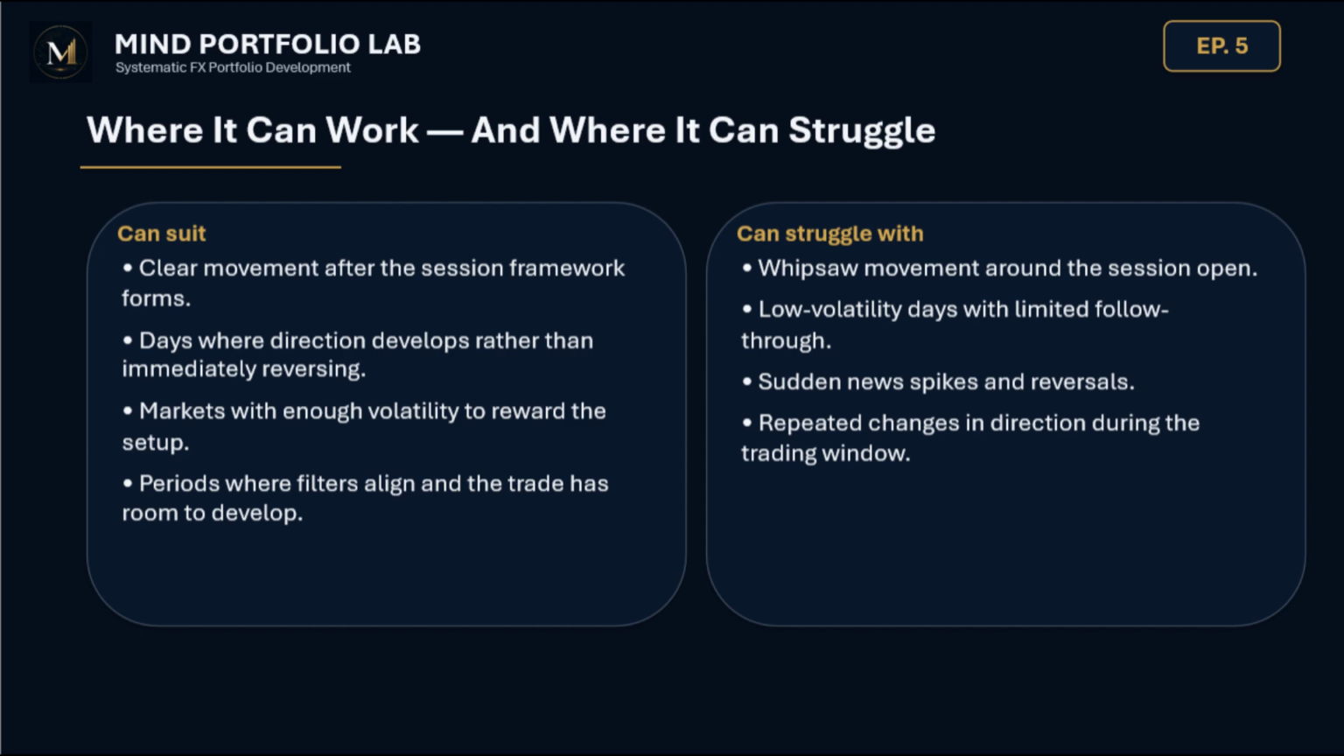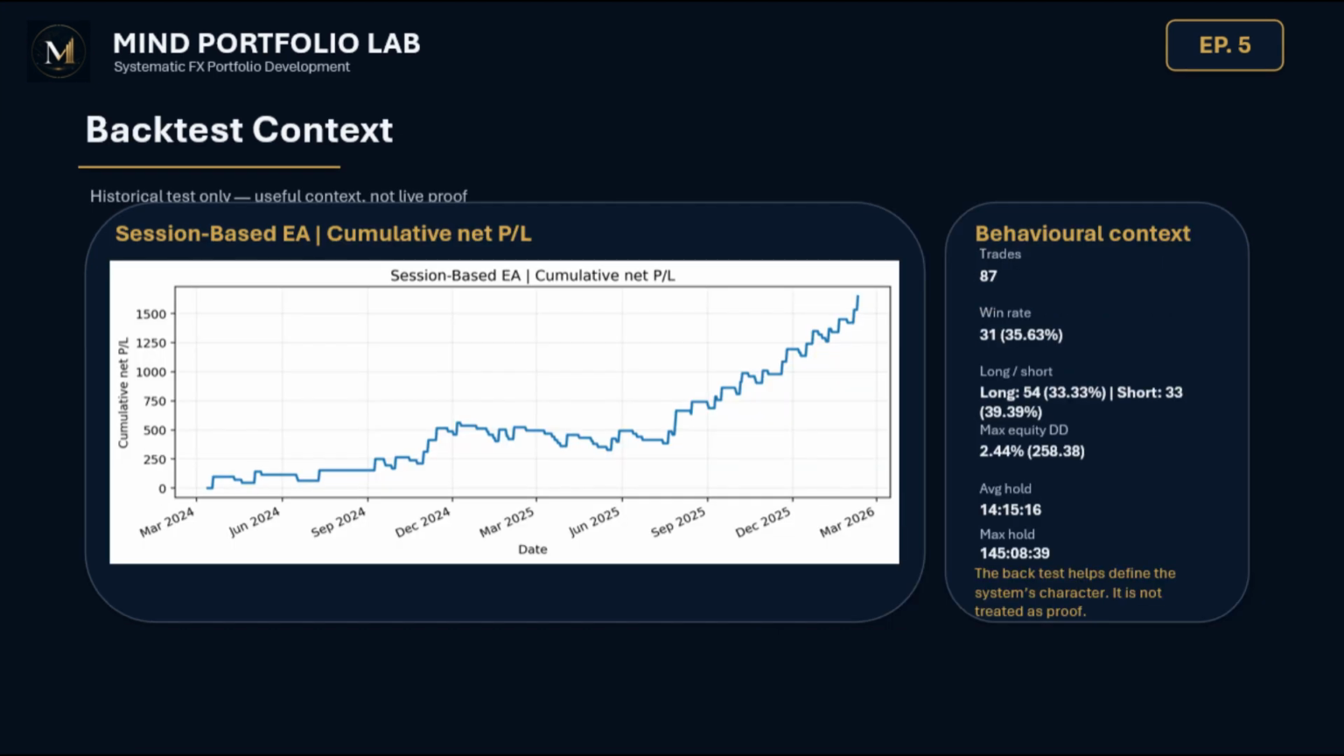The uploaded backtest is useful here, but I am not treating it as proof. It gives me context about the system's character. In this test, the EA has a smaller trade sample than some systems, with 87 trades. The win rate is 35.63%. The average position holding time is around 14 hours 15 minutes and 16 seconds, and the maximum holding time is around 145 hours. Those numbers matter because they tell me something about the behavior of the system.